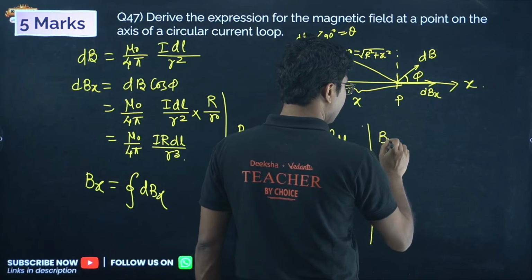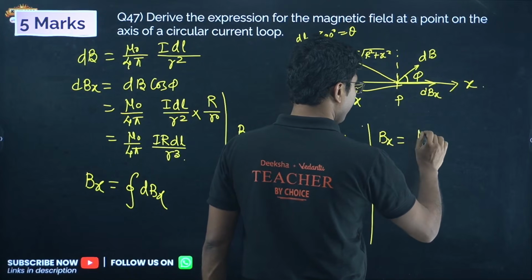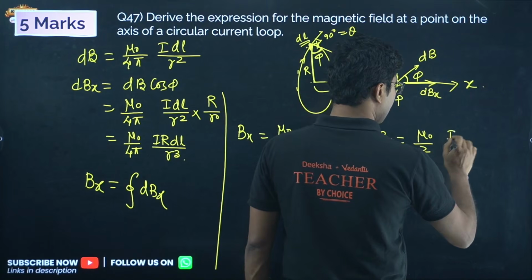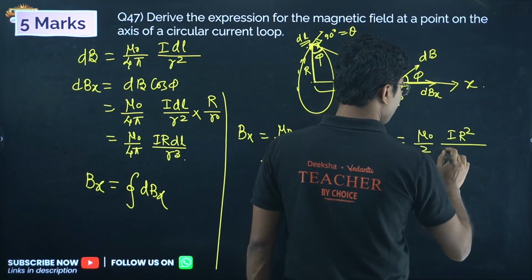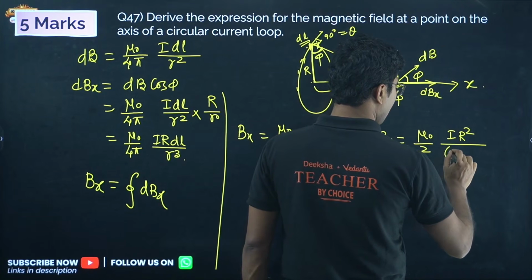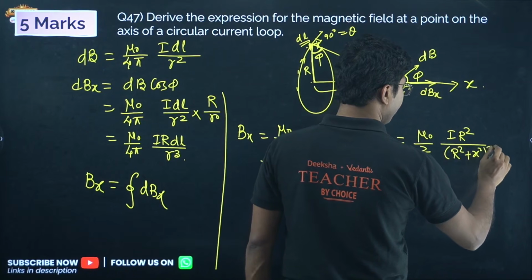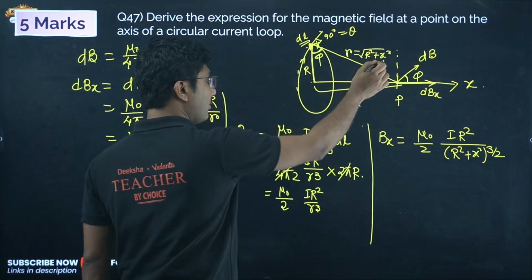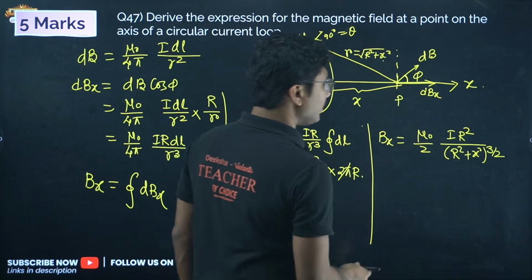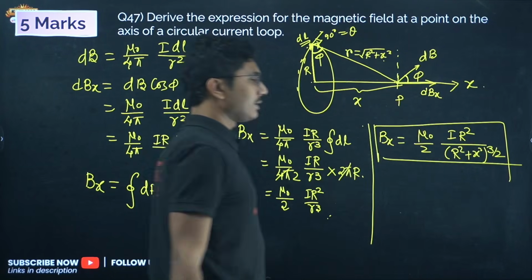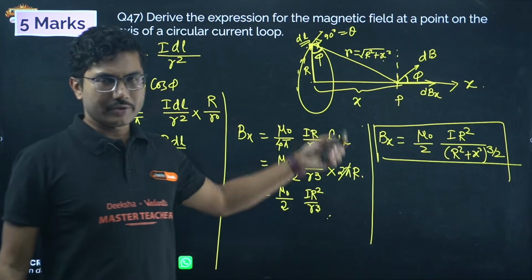So this will be Bx equals to mu naught by 2 I R square by capital R square plus x square to the power 3 by 2. So here we had square root, here we had cube, so it will be to the power 3 by 2. This is the expression for magnetic field at a distance x or on the axis of a circular coil.